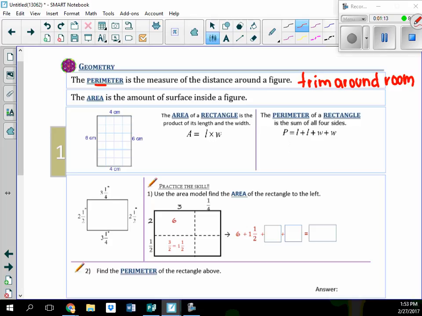All right. Then we also have the word area. And that is the amount of surface inside a figure. So if we look in this room, what is covering the area of this room? Kayla? Carpet. The carpet, yes. So let's just write in carpet, just so we have some real life examples of area and perimeter.